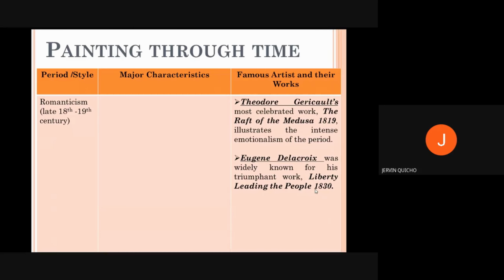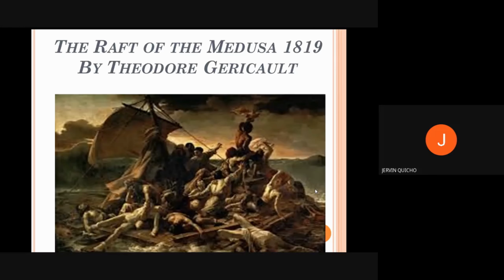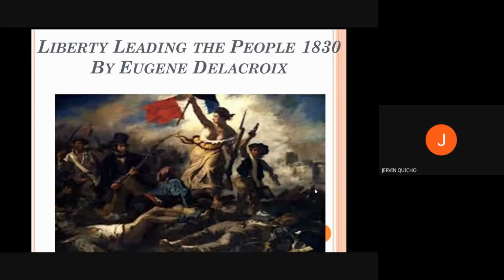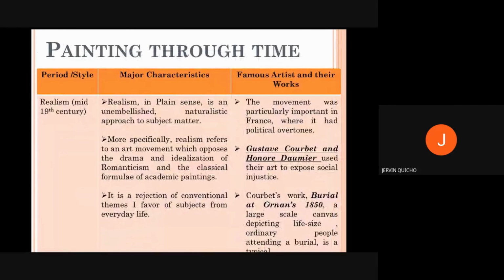Next is the Raft of the Medusa. It illustrates the intense emotion of the period, of the people who died or fell from the battle, and they wanted to save and cure these people. While here in Liberty Leading the People, they are trying to fight for their liberty and freedom, because they did not like what was happening during that time under their leader. That is why there is a child here holding a gun. These women are empowering, and these are the enemies here, and some of their companions have died.